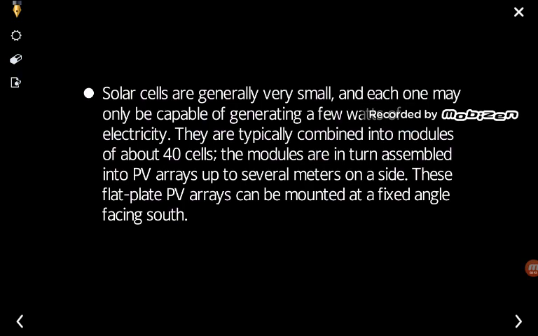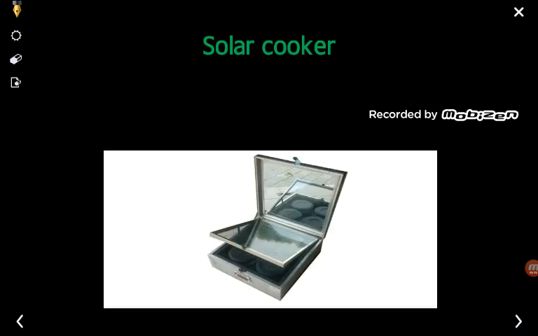तो सोलर सेल्स generally बहुत छोटे size के होते हैं. Each one is only capable of generating a few watts of electricity. They have the capacity to generate a very small amount of electricity, and they are typically combined into modules of 40 cells, and these modules are in turn assembled into a PV array, several meters on a side. They are flat and always face towards the south in order to get more and more solar energy.